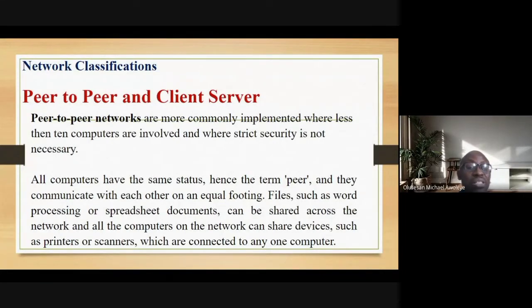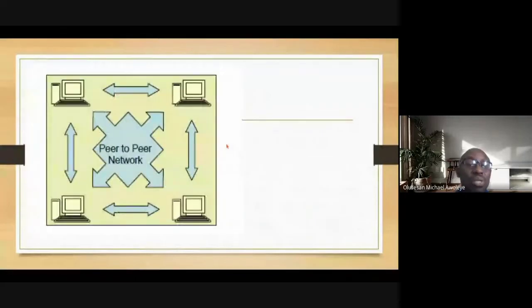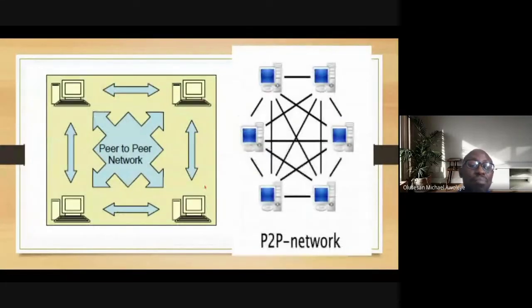Files such as word processing or spreadsheet documents can be shared across the network, and all the computers on the network can share devices such as printers. So there is no senior, there is no master, there is no slave when we're talking about peer-to-peer network communication. And this is an example, a graphical representation of a peer-to-peer network.